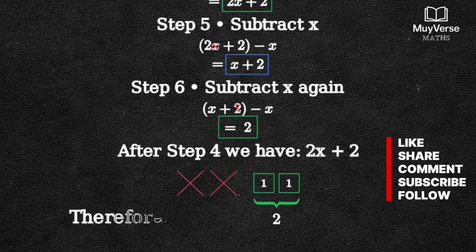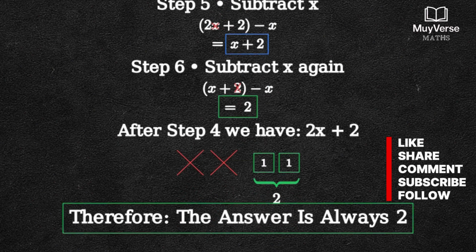No matter which number you start with, both copies of x cancel, and the constant 2 survives. The answer is always 2.